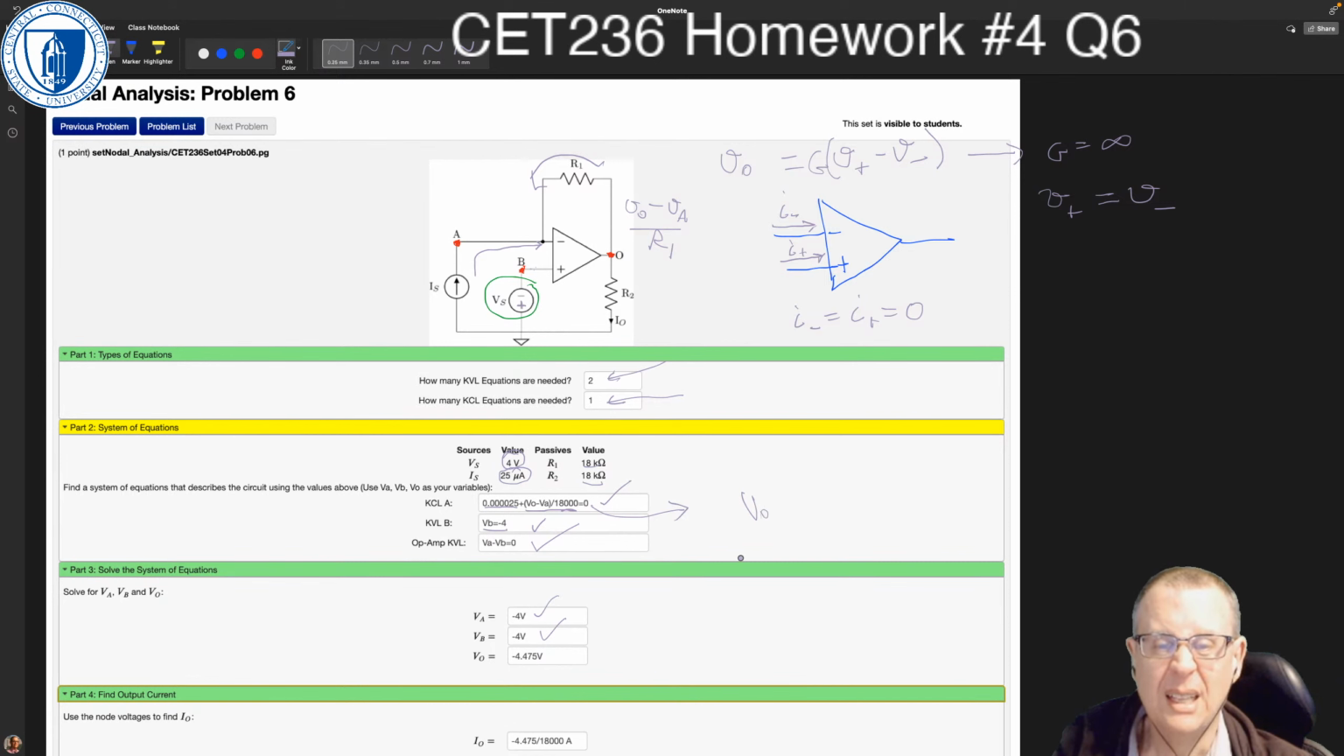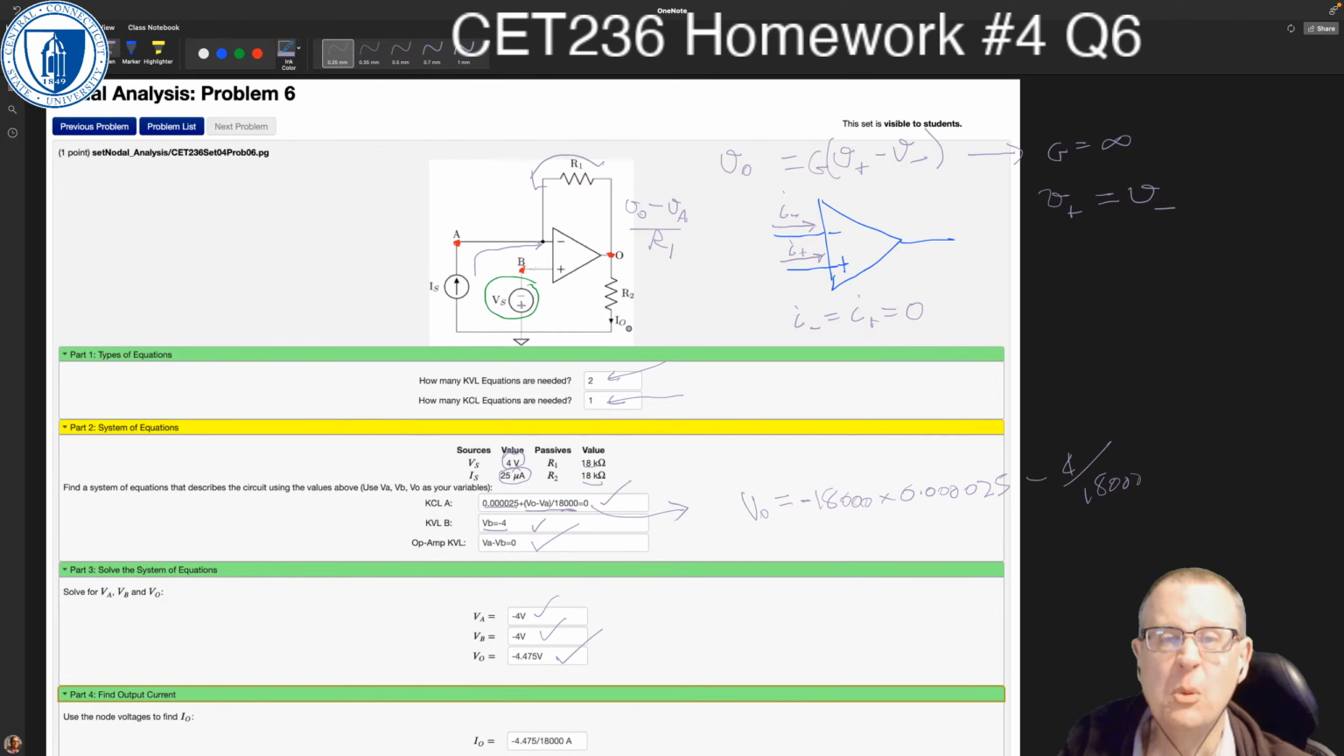Okay, so V out is going to be 18,000 times 25 times 10 to the minus 6, and in fact that should be V out, it's going to be minus that, plus VA, which is minus 4, so that's minus 4 on 18,000. And that should give us that number there, minus 4.475.